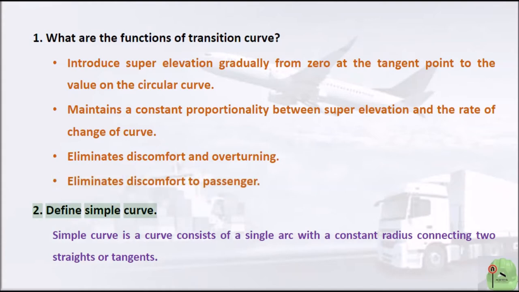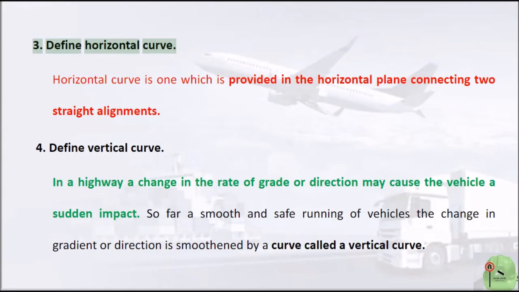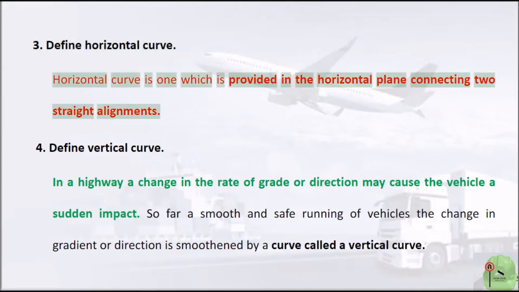2. Define simple curve. Simple curve is a curve consists of a single arc with a constant radius connecting two straights or tangents. 3. Define horizontal curve. Horizontal curve is one which is provided in the horizontal plane connecting two straight alignments.